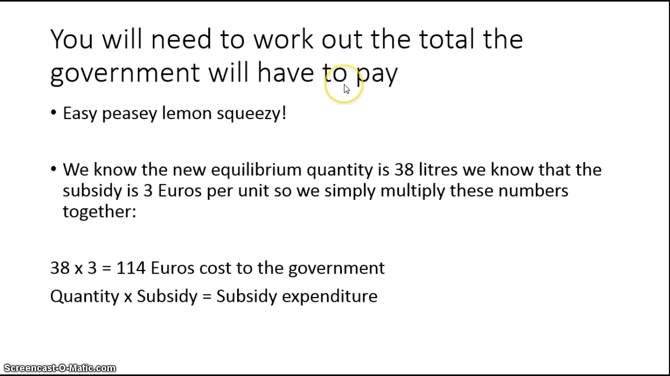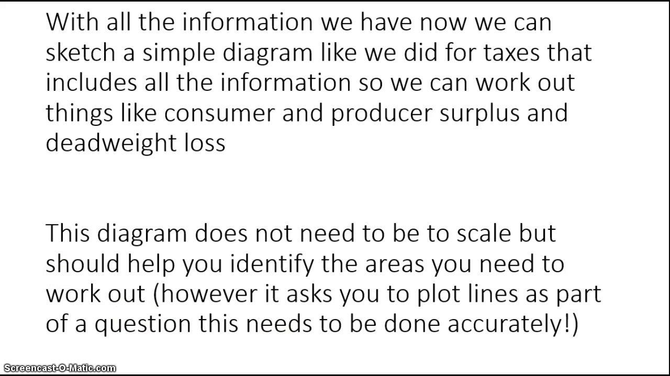Unlike the tax, we're not working out how much tax revenue the government gets. We're working out how much they pay, because with the subsidy, they're paying money out. But in exactly the same way, we know that the new equilibrium quantity is 38. So we take the quantity and multiply it by the subsidy per unit, which we know is 3 euros. So 38 times 3. The total cost to the government of providing this subsidy is 114 euros, because it costs 3 euros per litre and they're selling 38 litres.